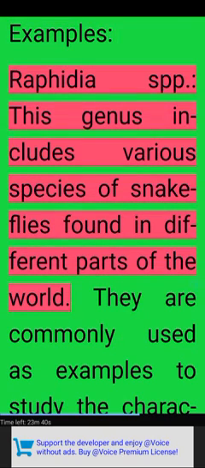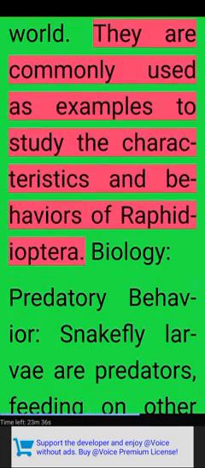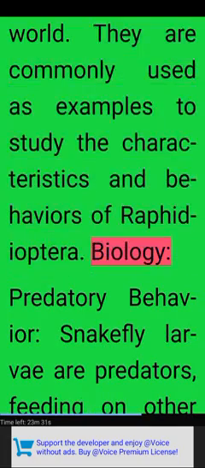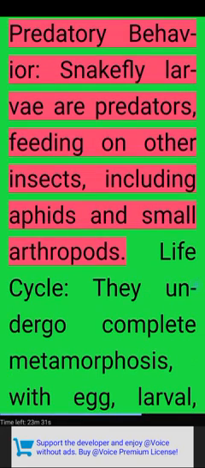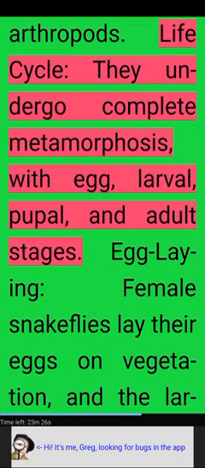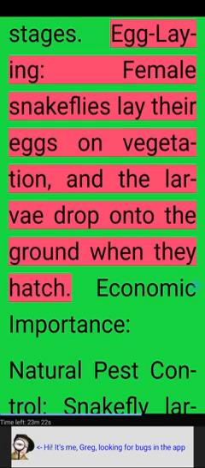Examples. Rhaphidia spp. This genus includes various species of snakeflies found in different parts of the world. They are commonly used as examples to study the characteristics and behaviors of Rhaphidioptera. Biology. Predatory behavior. Snakefly larvae are predators, feeding on other insects, including aphids and small arthropods. Life cycle. They undergo complete metamorphosis, with egg, larval, pupal, and adult stages. Egg laying. Female snakeflies lay their eggs on vegetation, and the larvae drop onto the ground when they hatch.